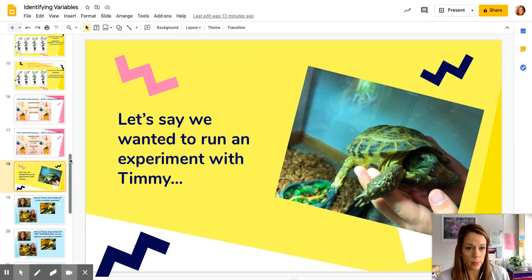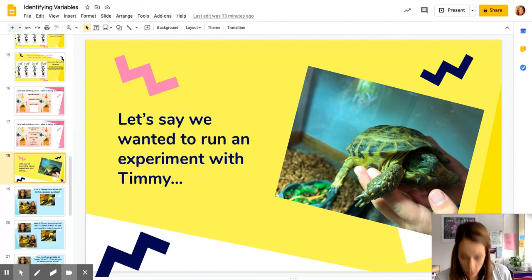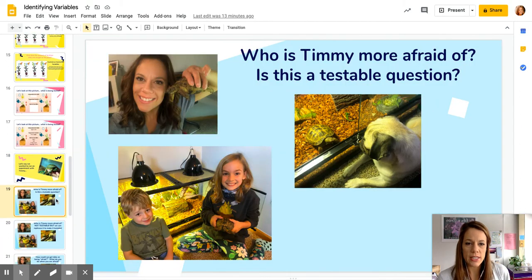Timmy's like, I want to be in your science class. I want to be involved in a science experiment. All right, Timmy, here we go. Let's say we want to ask this question, because this is a question that my kids have asked me. They've said, who's Timmy more afraid of? Is Timmy more afraid of me, or is Timmy more afraid of Rory or you, Mom? And I'm like, well, I could tell you the answer, but let's try to make this into a scientific question.